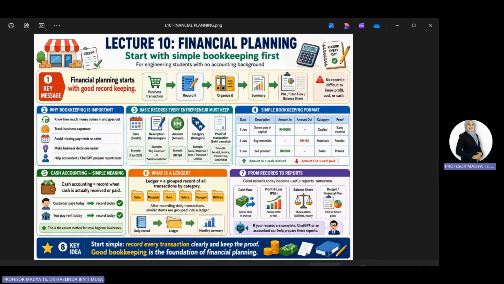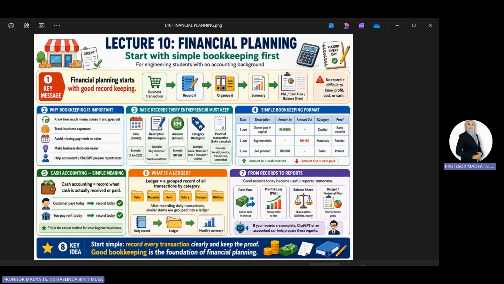So this is already bookkeeping. It is simple but very powerful. I want you to start with this. From this simple table, we can later calculate the total sales, and then you can also calculate the total expenses, and from there it will give you the cash balance, it will give you the profit or loss, and even prepare a financial plan. You can later continue looking at the slides that I share with you.